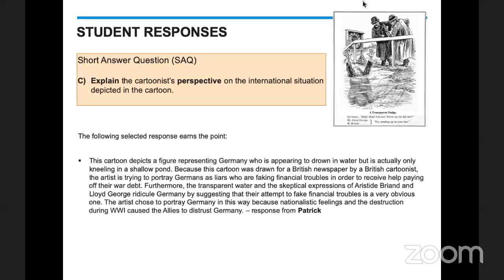The artist chose to portray Germany in this way because nationalistic feelings and the destruction during World War I caused the Allies to distrust Germany. So again, really nice response, Patrick.